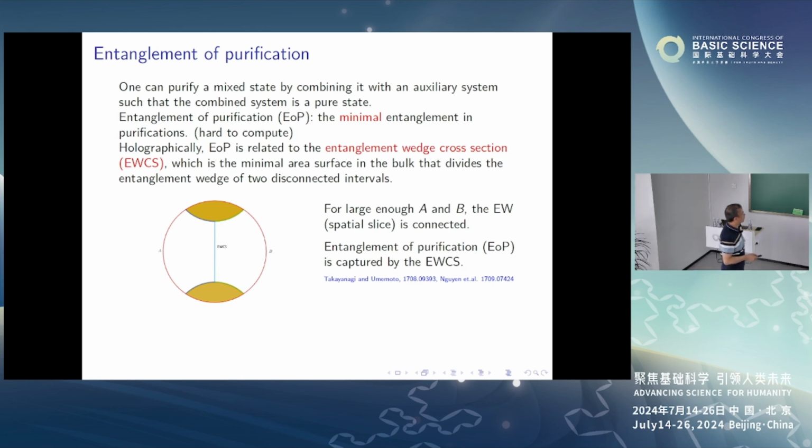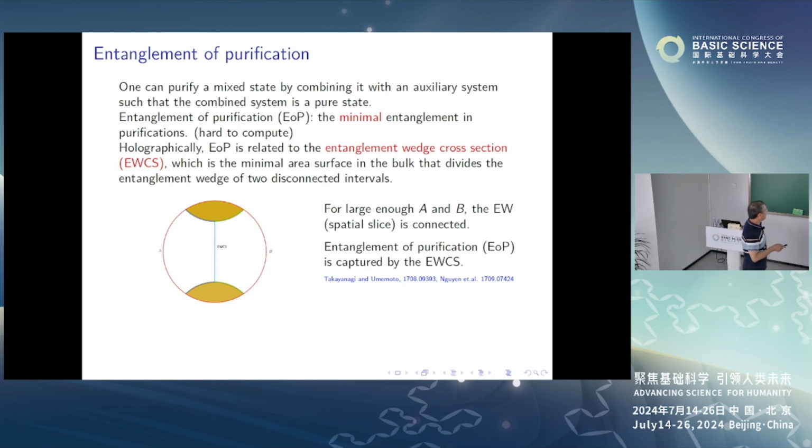It was proposed by two groups that holographically the entanglement of purification is related to the entanglement wedge cross-section. What's this? It's a minimal area surface in the bulk that divides the entanglement wedge of two disconnected intervals. So let me give an example.